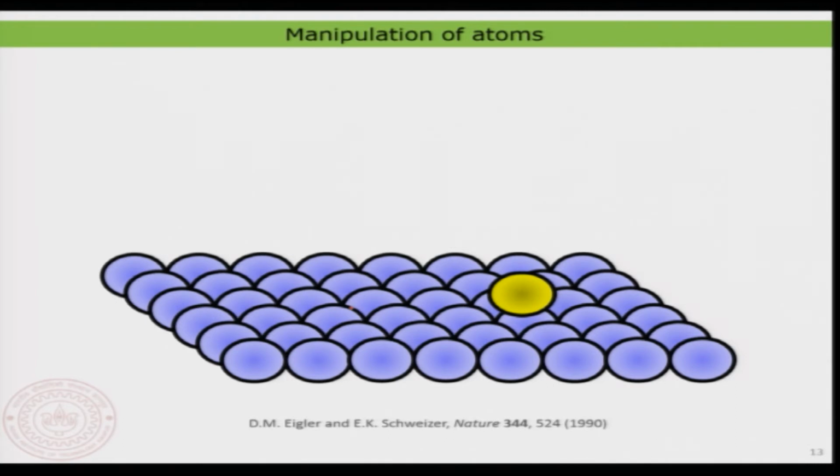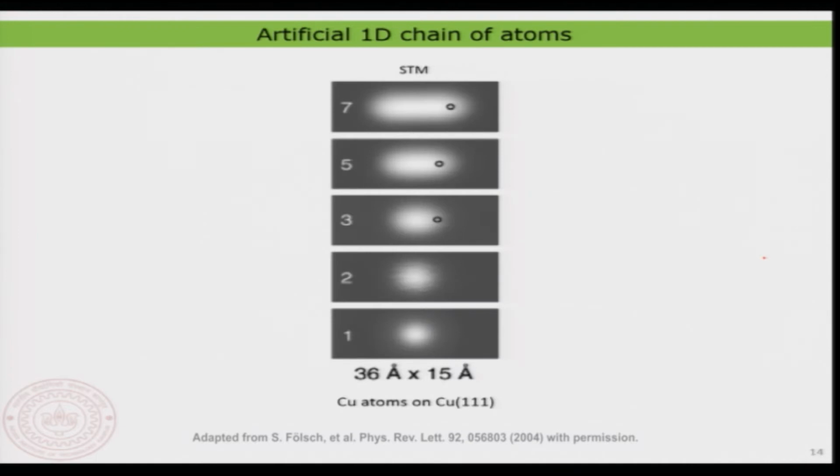So, now if I have many atoms on the surface, I can just move them around, and I can build up structures like I want. So, that is the interesting thing about it. So, let us think about making some structures out of it. What I am going to do is make something like a 1D chain of atoms. You will see in a few minutes why I want to do that.